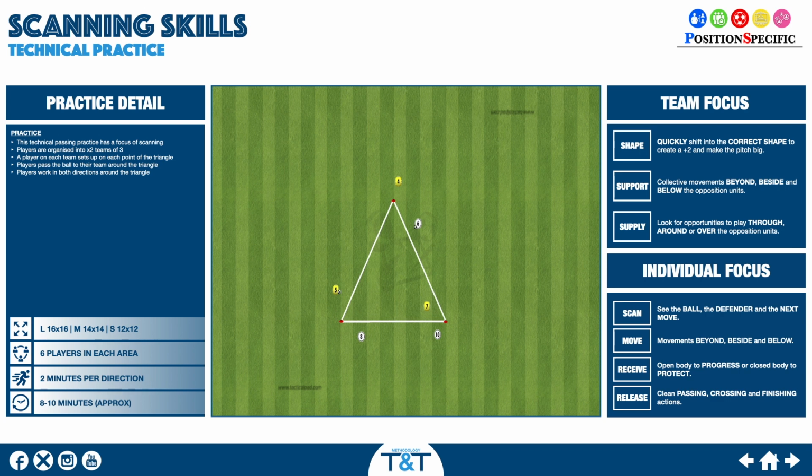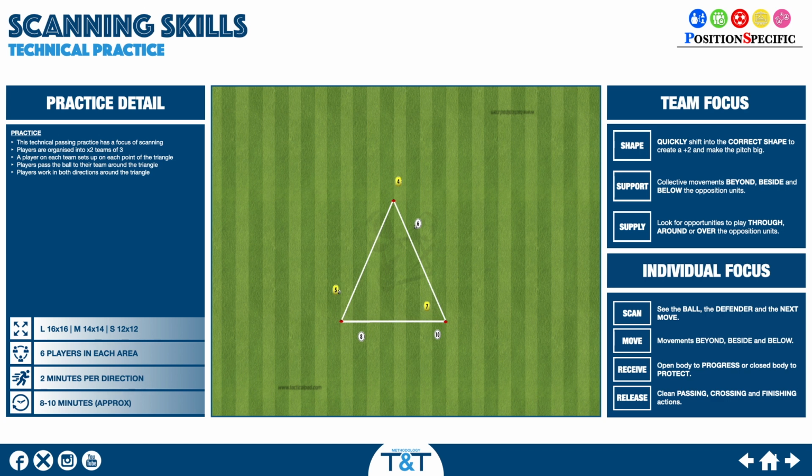Because what a lot of young players do is they have the first touch and then the first scan comes, and usually that can be a little bit too late depending on what level you're playing at. So we're encouraging the players to scan as much as possible before they get the ball, and this is a really good little exercise for creating a little bit of chaos and having them scan as much as possible. We went for a larger area size for the triangle, about 16 by 16, with 6 players working in each area, and we did 2 minutes in each direction, which took about 8 to 10 minutes with a little bit of a break in between.